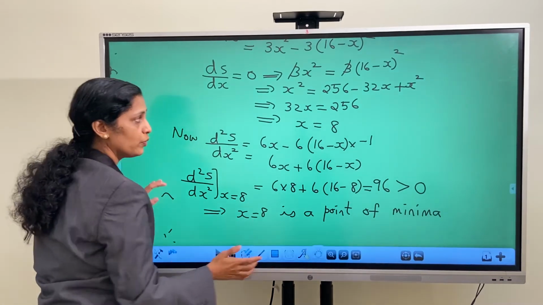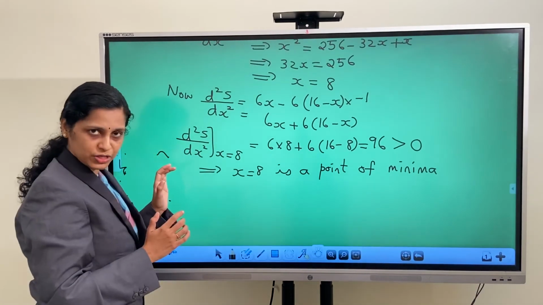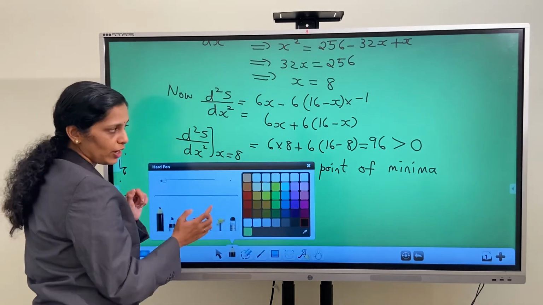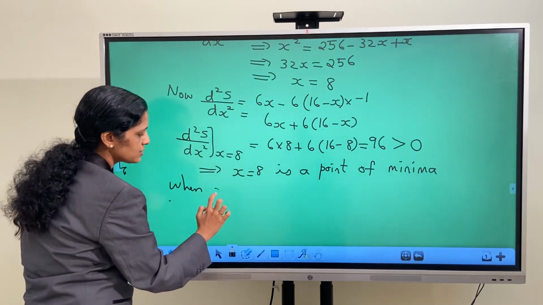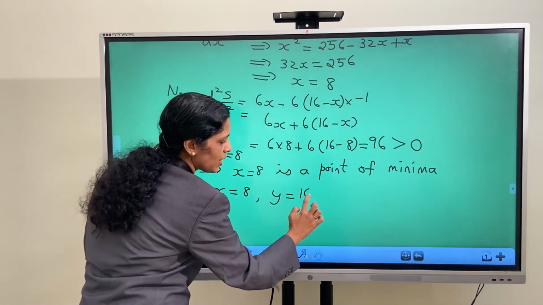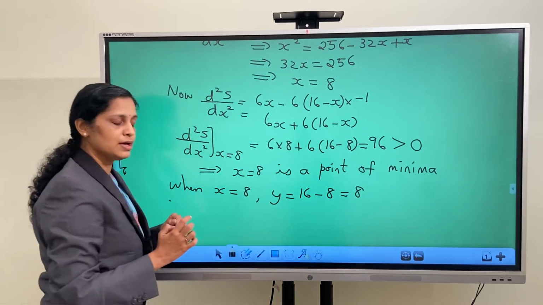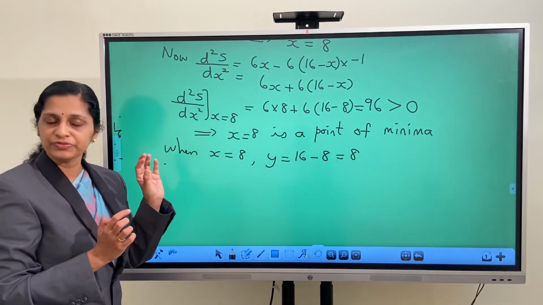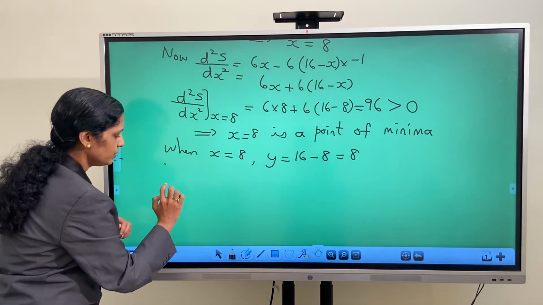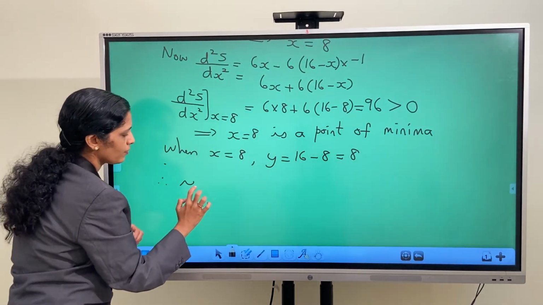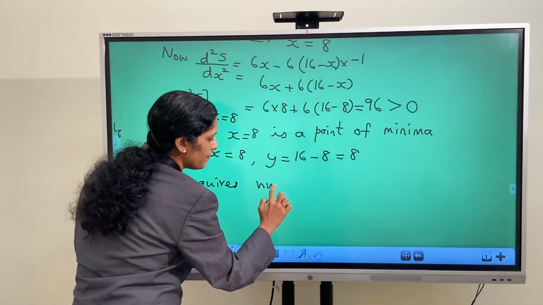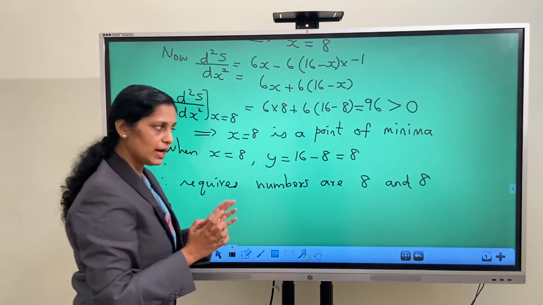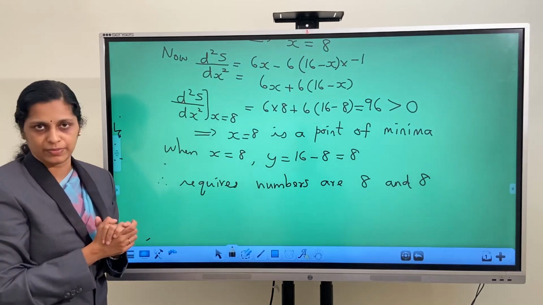Therefore, our S equal to x cube plus y cube will be minimum when x is equal to 8. When x is equal to 8, what is the y value? When x is equal to 8, y will be 16 minus x, 16 minus 8 is equal to 8. Therefore, the required numbers are 8 and 8, so that the sum of the cubes is minimum.